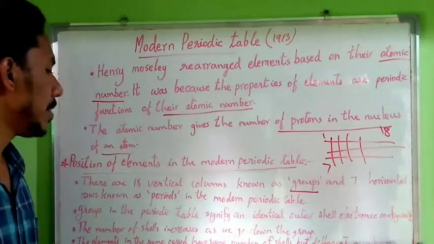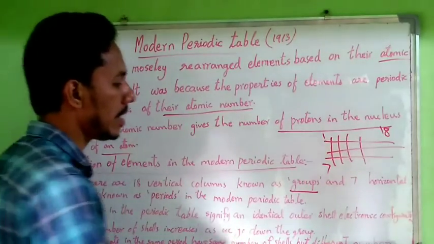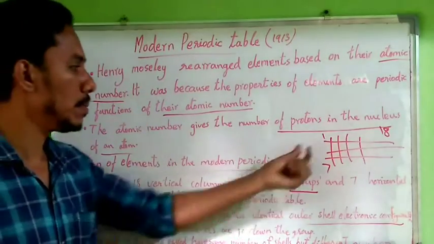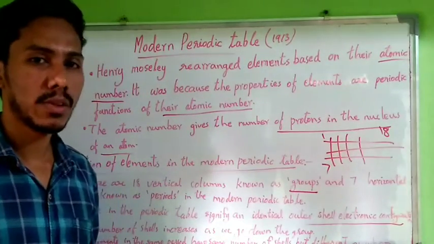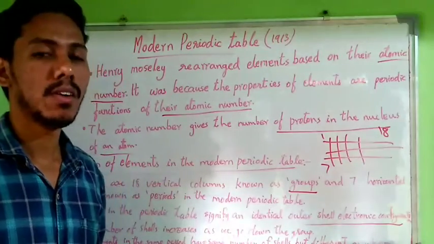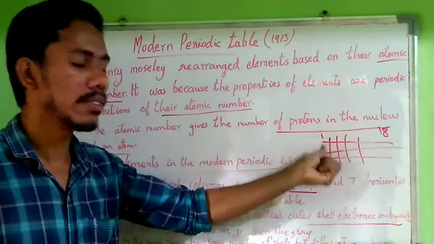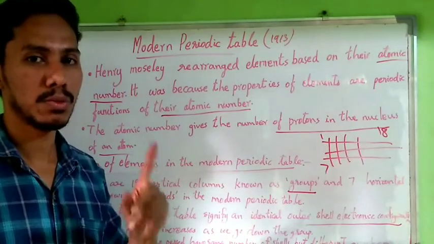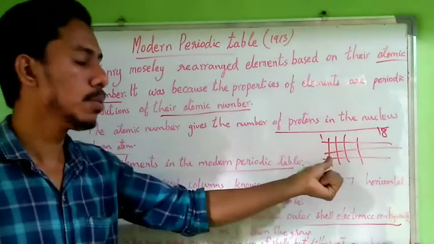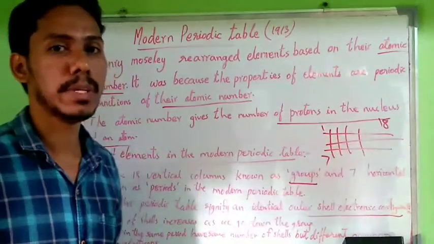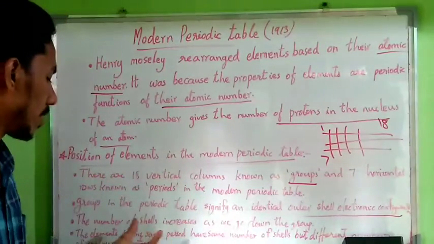Groups in the periodic table signify an identical outer electronic shell configuration. For a group, the outermost electronic configuration should be equal. For the first group, all the elements included in the first group have an outermost electronic configuration of 1. For the second group, it is 2. All elements in a group have similar outermost electronic configuration.